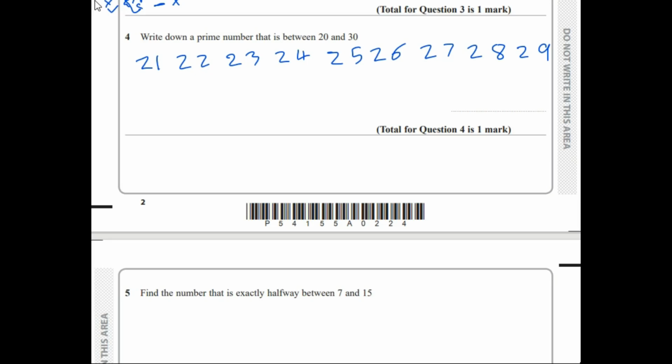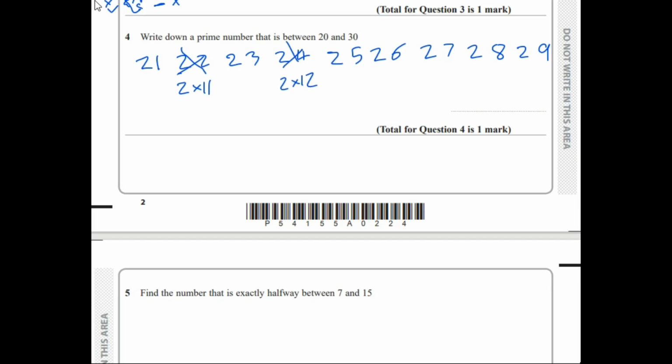Now, a prime number is a number that is only in the 1 times tables and its own times tables. So, if we think of easy things that we can get rid of, all these even numbers, they're all going to be in the 2 times tables. So, for example, 22 is equal to 2 times 11. So, we can get rid of 22 straight away. 24 is 2 times 12. So, we can again get rid of 24.